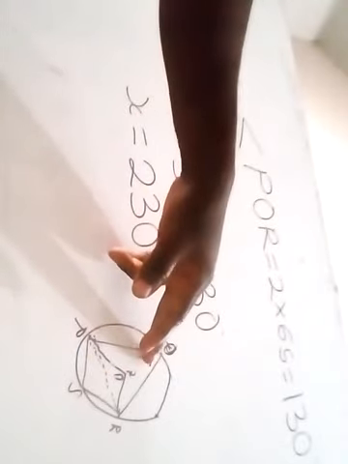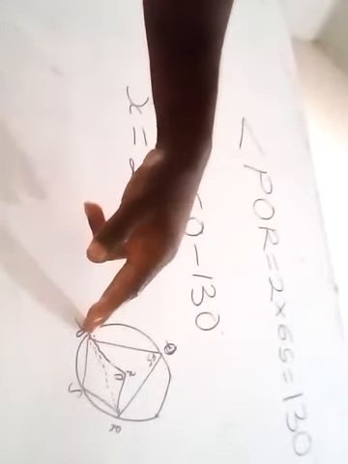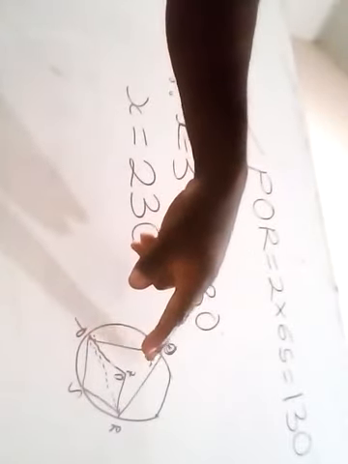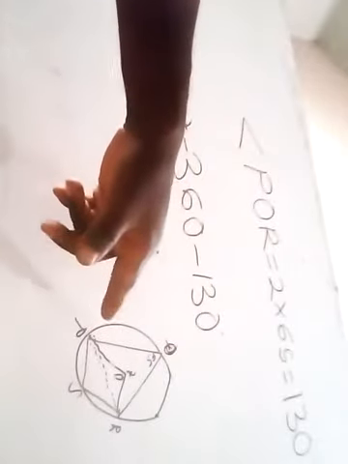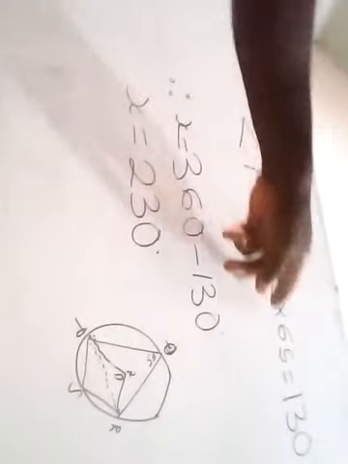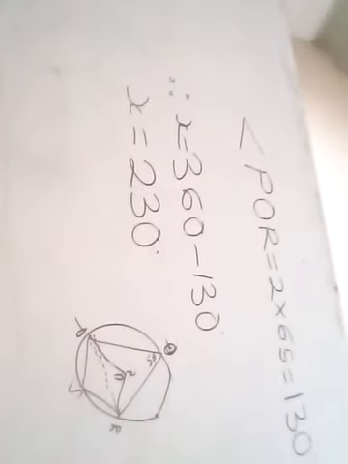So the angle here is 2 times this. If the angle here is 2 times this, and we want to look for angle POR, that means that we are going to multiply angle PQR by 2, so that we get angle POR. That's why we've done this, and we got 130 degrees. So this angle is a reflex angle.